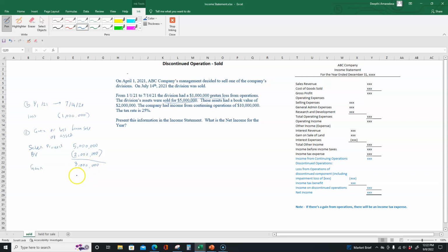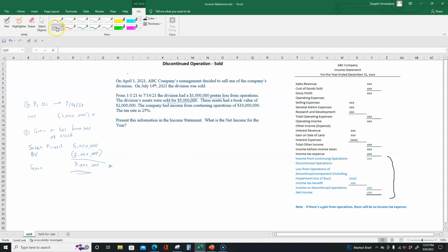So now you've got the two things that you need. You have a gain of 3 million and you have a loss of 1 million. So we're going to report this in the income statement format. So the format we're going to follow is this part. That's the part we're going to follow.